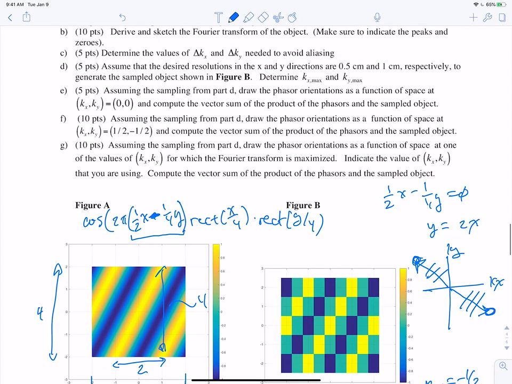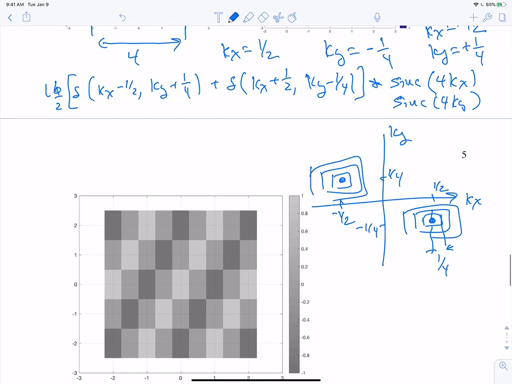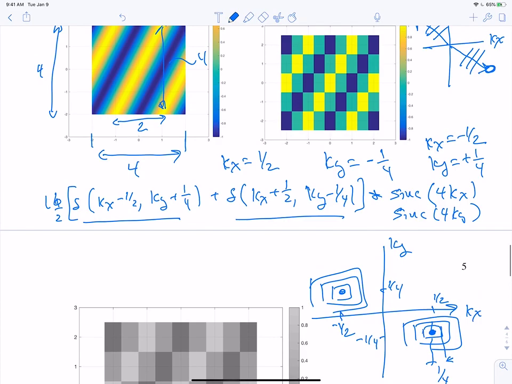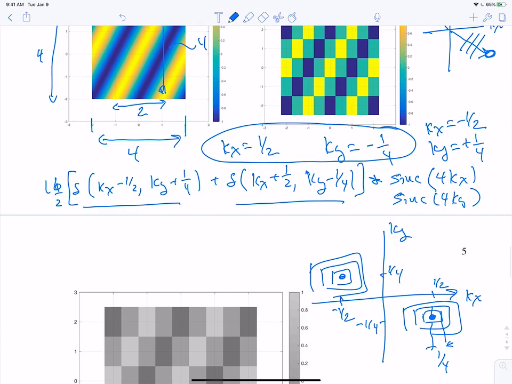Sorry, the sinc functions are centered where? They're centered around the Dirac delta functions, right? So it's not 4, it's 2. Well, this one is centered at 1/2 minus 1/4, right? One is centered at minus 1/2 plus 1/4, right? So once you know the frequency, you know that you're going to have one at 1/2 minus 1/4, and then one at minus 1/2 plus 1/4.